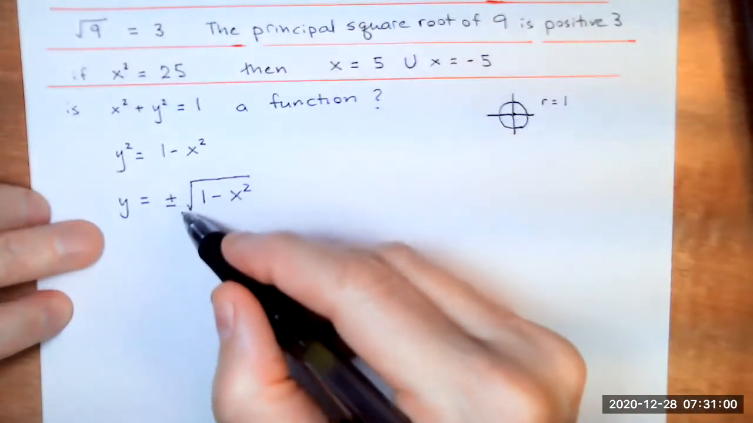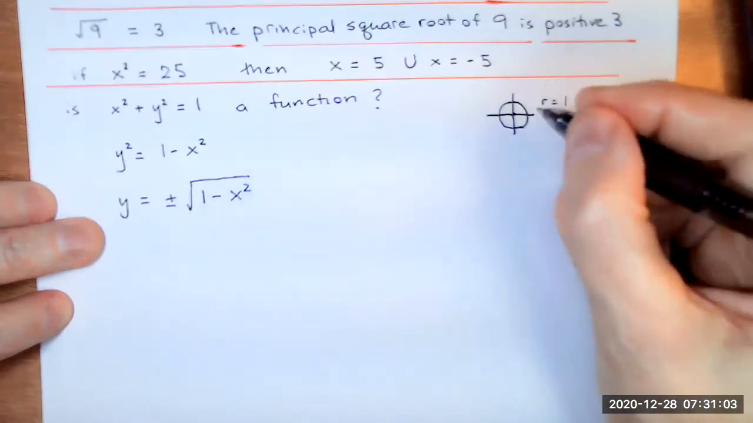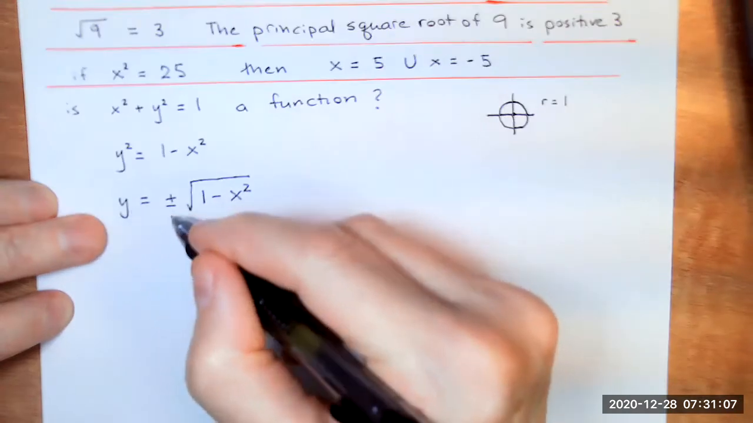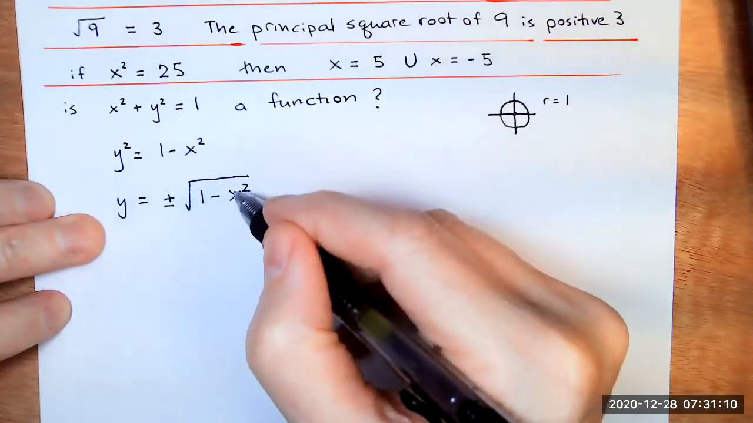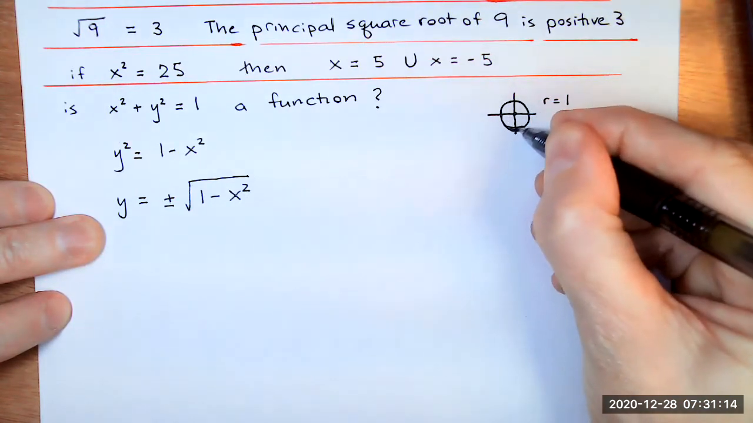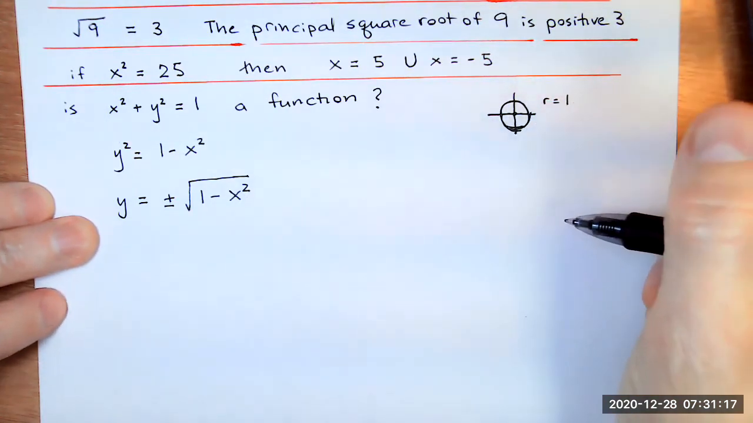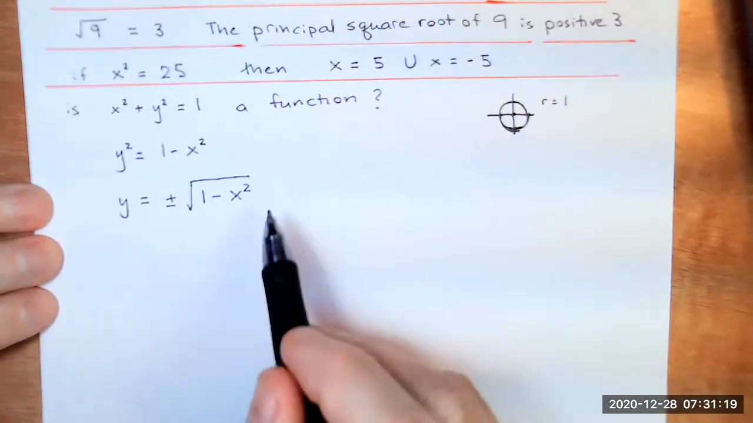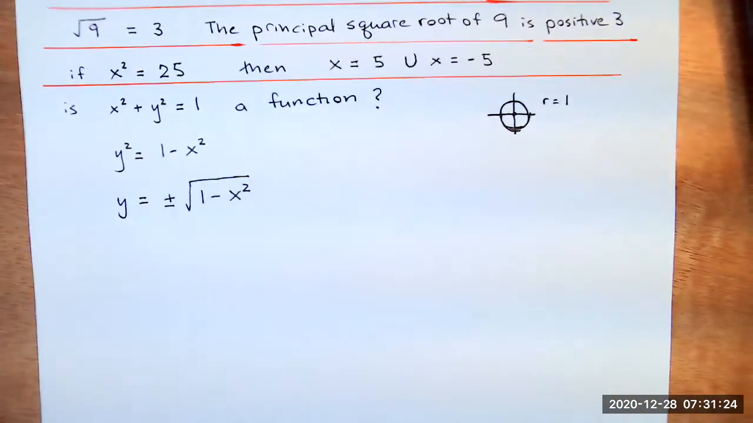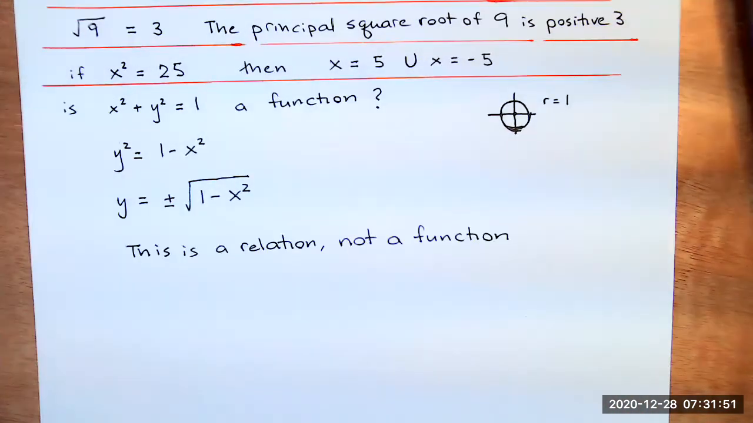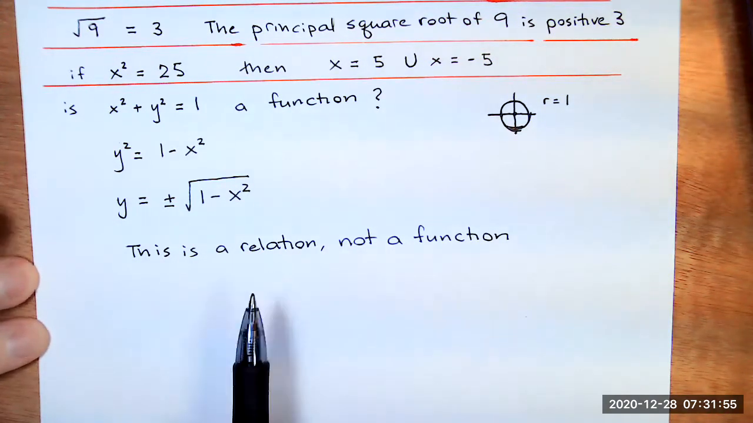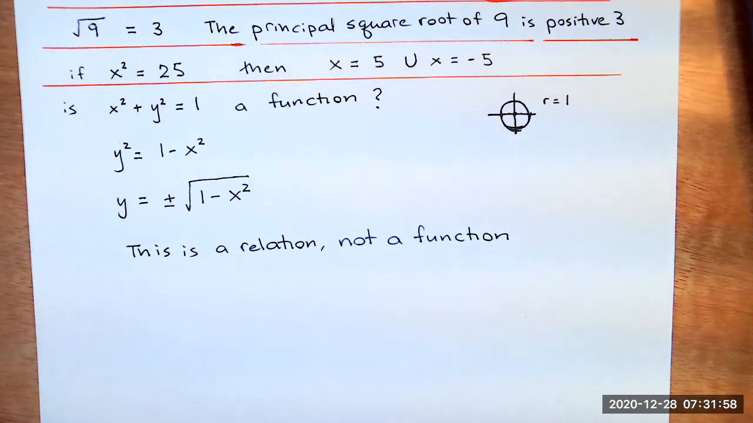So y equals plus the principal square root of 1 minus x squared is the graph of this half of the circle. And y equals negative the principal square root of 1 minus x squared is the graph of this half of the circle. So the answer is no, this is a relation. Let's do another one.